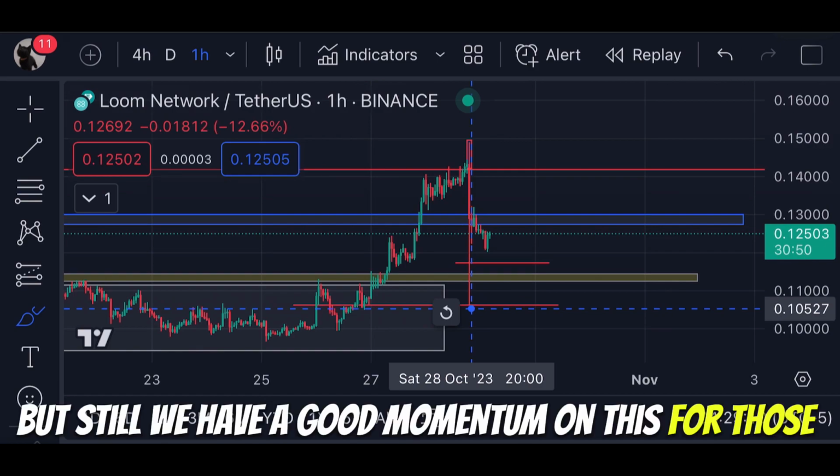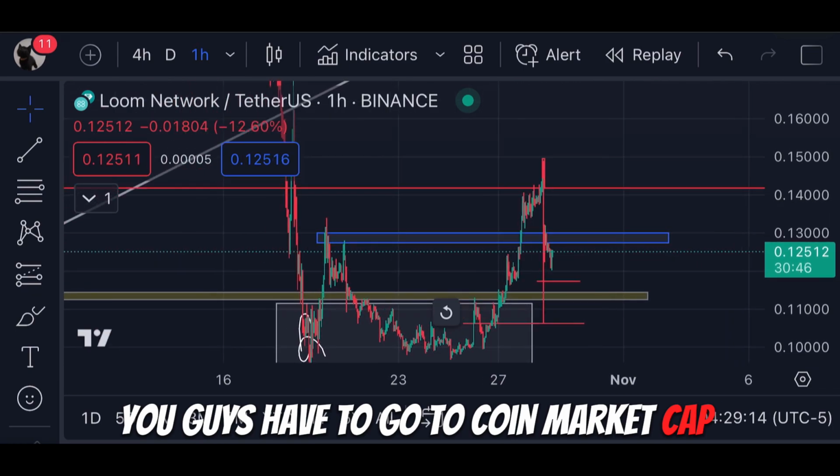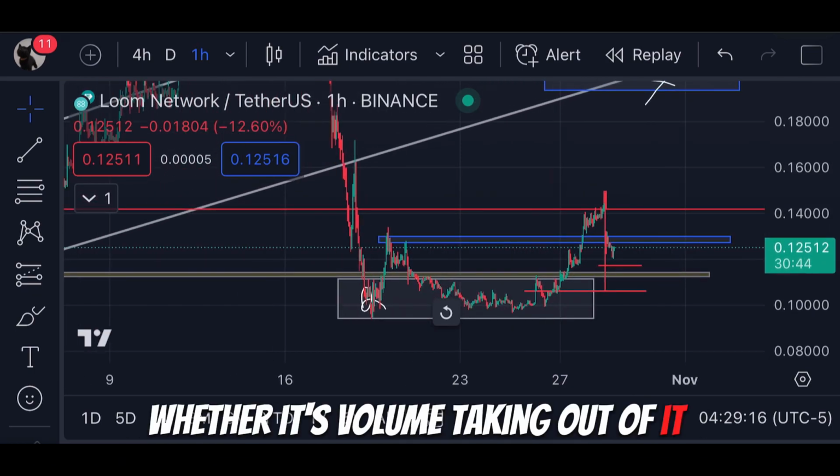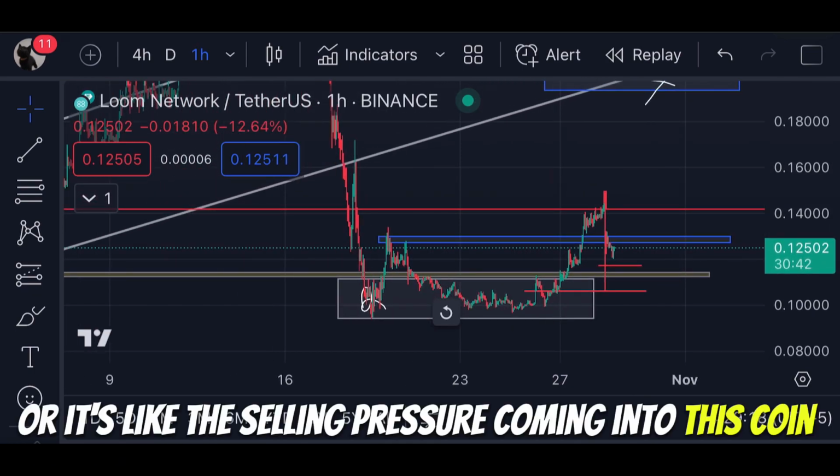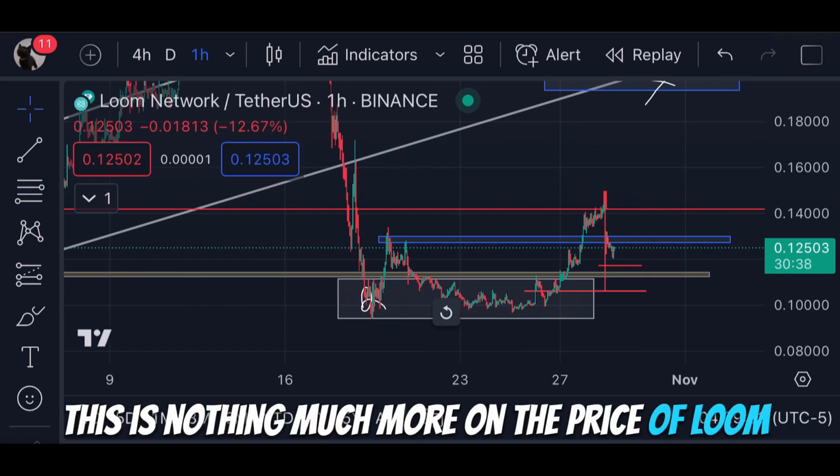But still, we have a good momentum on this. For this, you have to go to CoinMarketCap and look at the volume coming, whether it's volume taking out of it, or it's the selling pressure coming into this coin. So there is nothing much more on the price of Loom, guys.